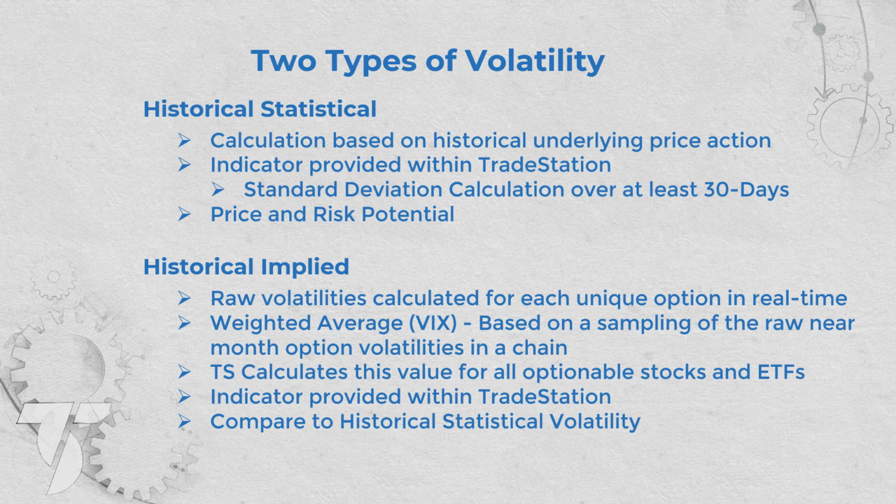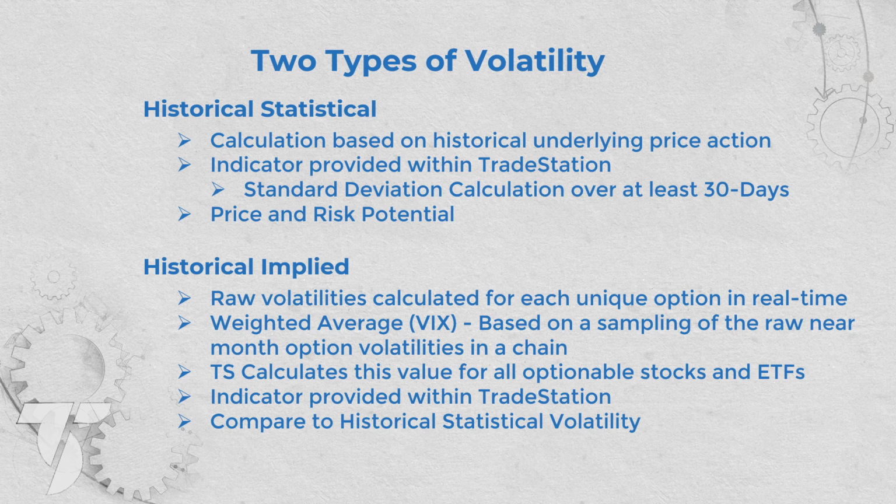We can do lots of different analysis. I'm going to show you how I look at that data and how I analyze that data for opportunities. But we can also compare that implied volatility for each stock to its historical statistical volatility, which we just talked about. So we can look at the price potential using statistical volatility and compare it to implied volatility. And remember that implied volatility is the price of the options, right? We're getting that from the options.